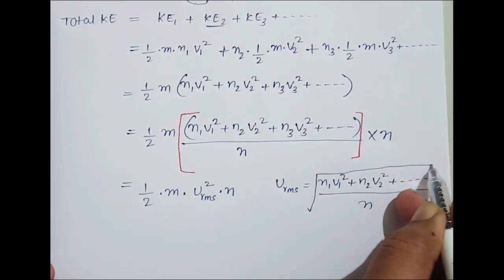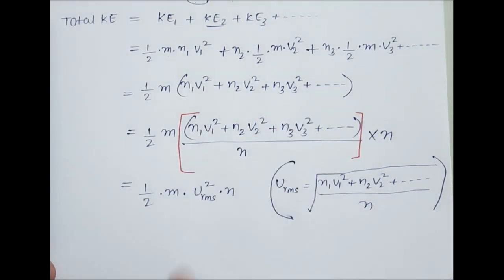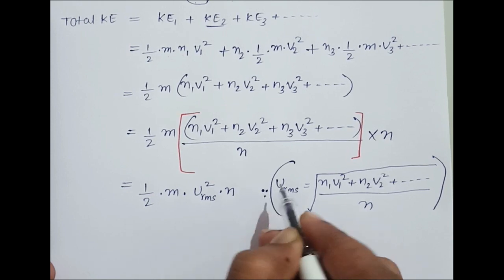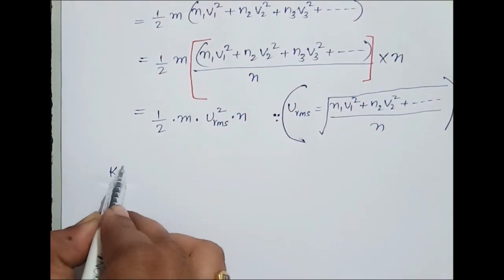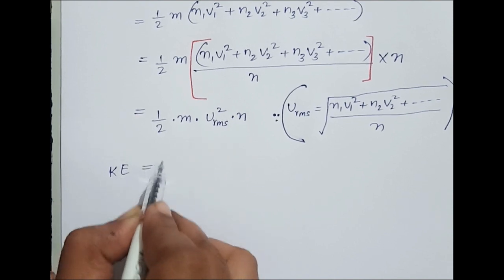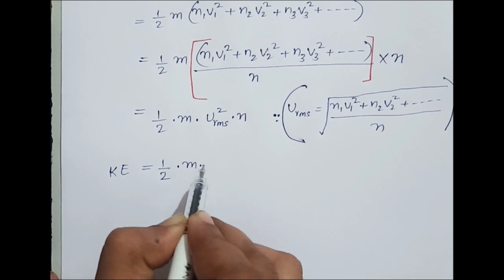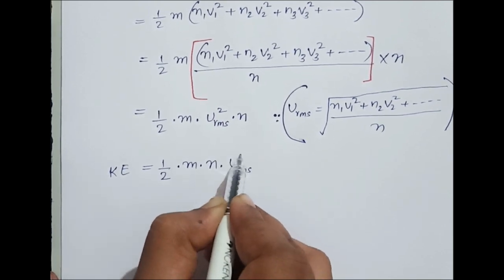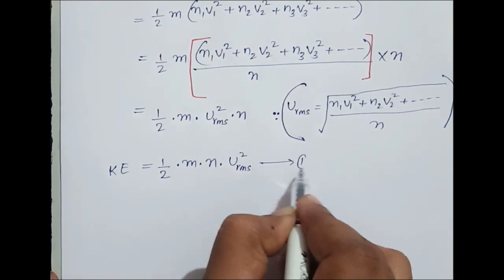That is the formula of RMS. Now if you square both sides, you will get that. So finally what we have got is kinetic energy KE is equal to 1 by 2 into m into n into u RMS square. This is what we know. This is equation number 1.